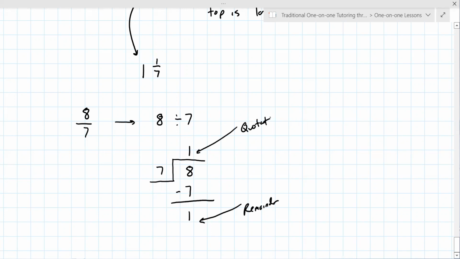Okay. So this number up top here is your quotient. The way you write your answer is quotient, and then remainder over divisor. The divisor is the 7 here. So in your problem, the quotient is 1, the remainder is also 1, and the divisor is 7.